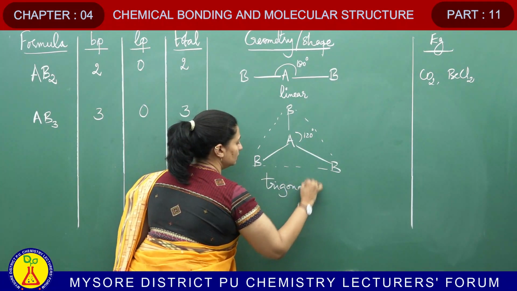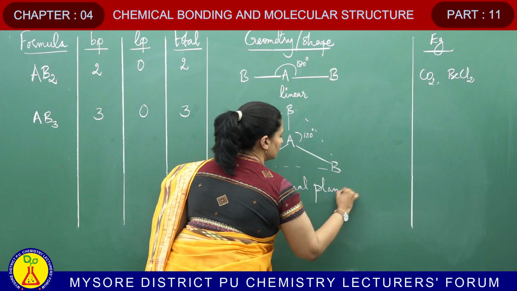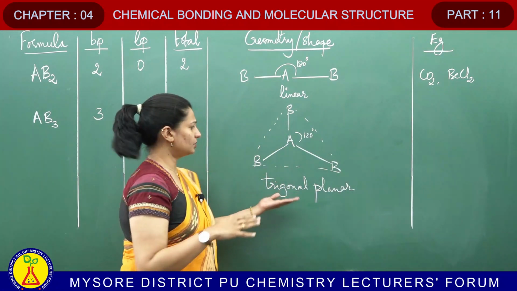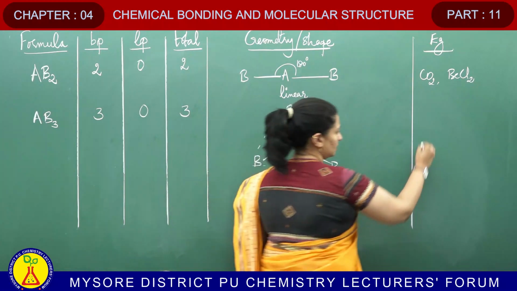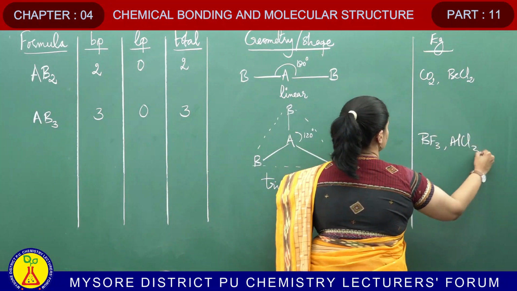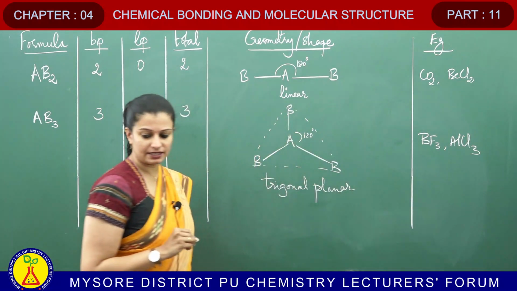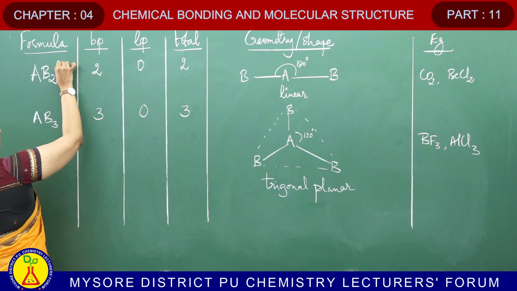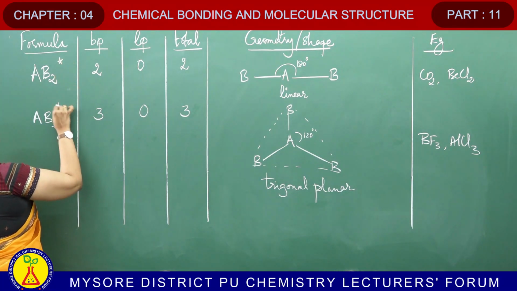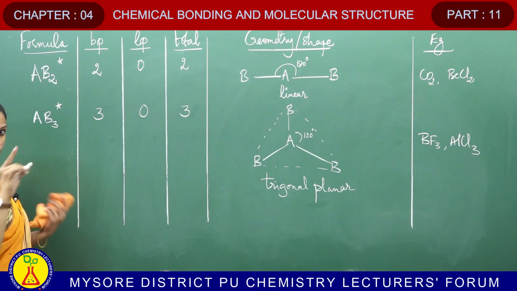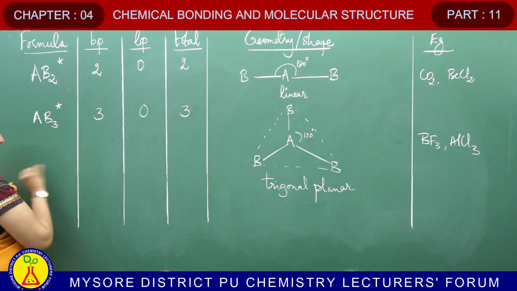called trigonal planar. It's a planar molecule. It's like on a single plane. The example that we can quote for this is BF3 or AlCl3. Now I will put a star. I will explain what that star is later. So, these 2 examples I am putting a star. You have to remember what the star is for.